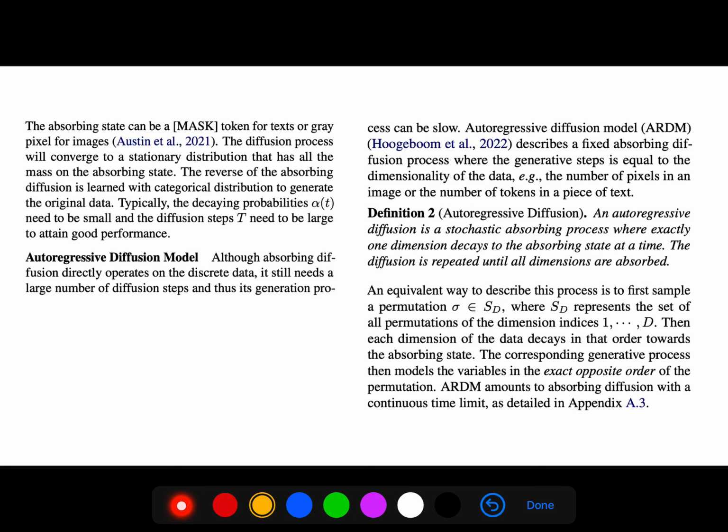The reverse of the absorbing diffusion is learned with categorical distribution to generate the original data. Typically, the decaying probability needs to be small and the diffusion steps need to be large to attain good performance.